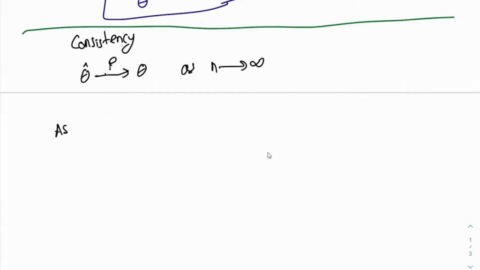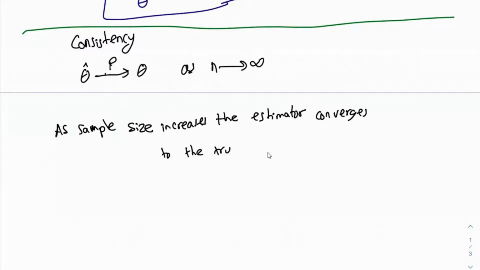Okay, so let's write it down. As sample size increases, the estimator converges to the true parameter in probability. Good. So that was consistency, which is also different from bias.